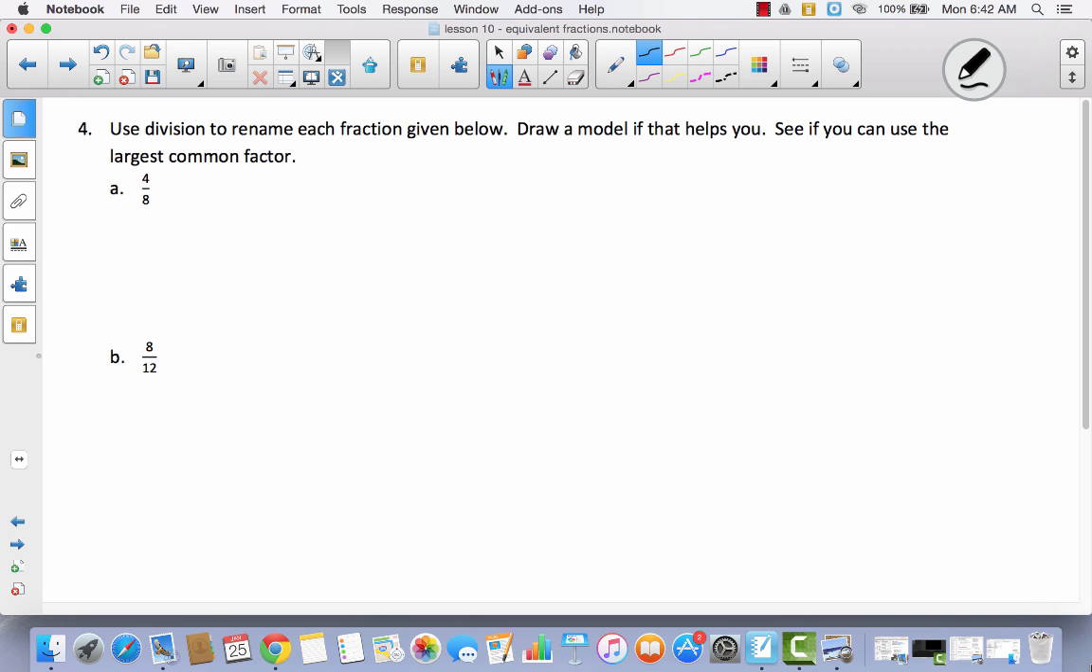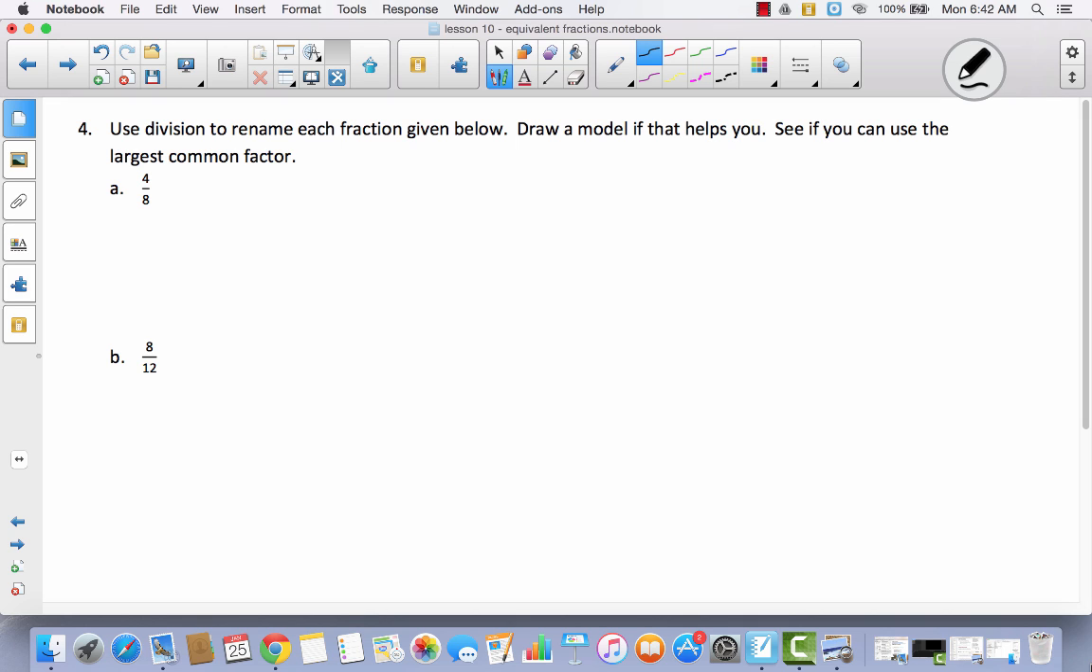Now here's the part that's new that we kind of talked about in our math journal. You can see that it says, use division to rename each fraction given below. Draw a model if that helps you. See if you can use the largest common factor. So this is that part that we were talking about in our math journals.